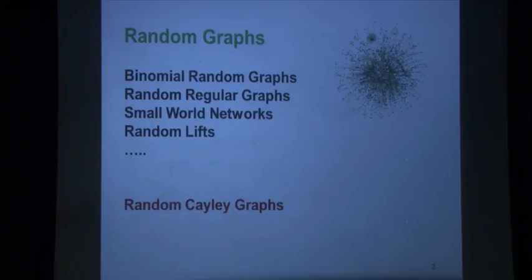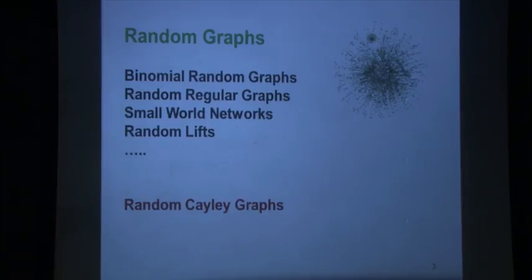Today I'll focus mostly on the chromatic number, which is a graph invariant that is studied quite a lot in discrete mathematics, and in computer science also. But it's definitely interesting to study other properties of random Cayley graphs as well.